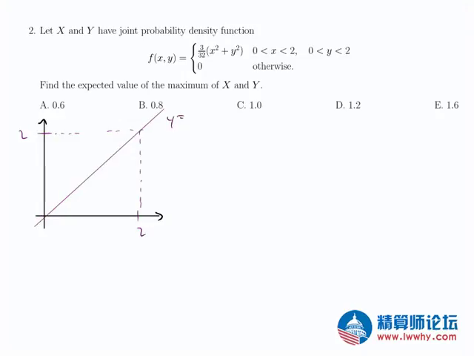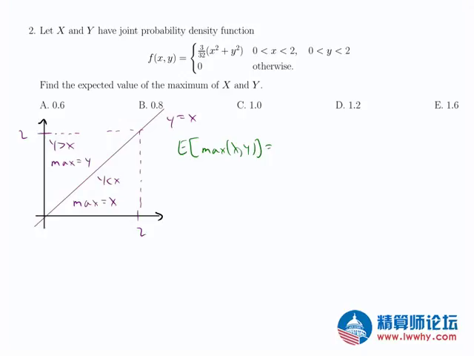If I draw the line y is equal to x, then if we're below that line, here we have y is less than x, so therefore the maximum of x and y is going to be equal to x. Above the line, y is greater than x, so that means that the maximum of x and y is going to be equal to y. So essentially, I have two cases. I can say that the expected value of the maximum of x and y is going to be equal to the sum of the integrals, each one corresponding to each case.